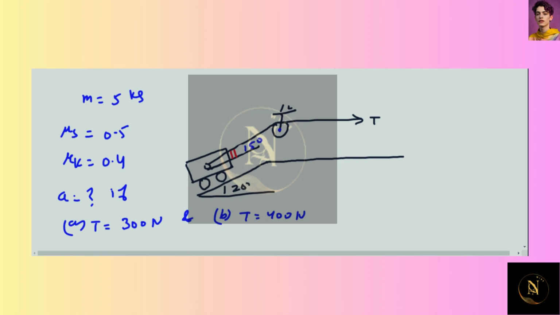We have to draw the free body diagram. Its weight mg will act vertically downward. We have to resolve it into its components. So it is mg cos 20 and mg sin 20. Here it is tension, so T cos 50 and T sin 50.